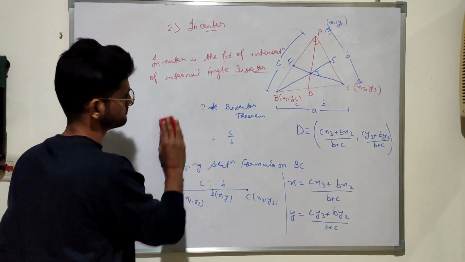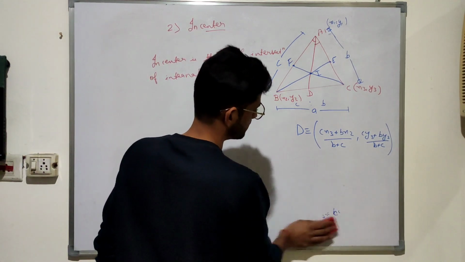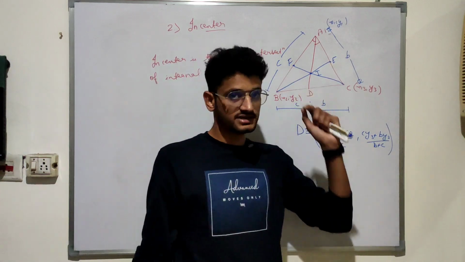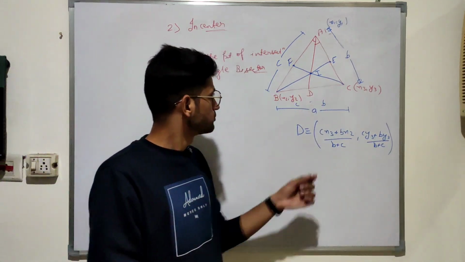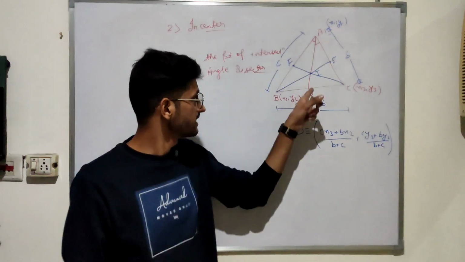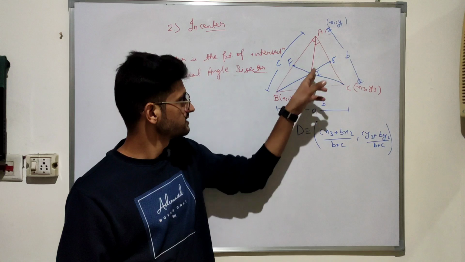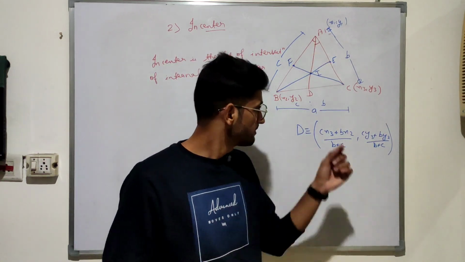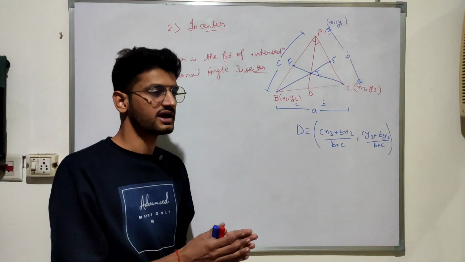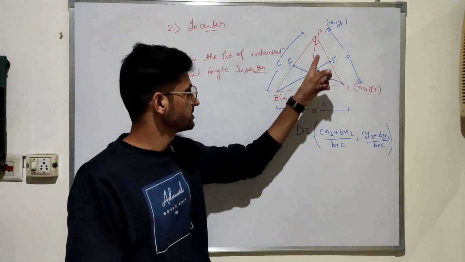Now our final aim is to find the coordinates of the incenter, that is, point I. How will we do this? To know the coordinates of point I, we need to apply the section formula once again on side length AD, but we should also know the ratio in which I is dividing AD. If we know that ratio, we can easily apply the section formula and write the coordinates of point I. As of now we are not aware of the ratio.